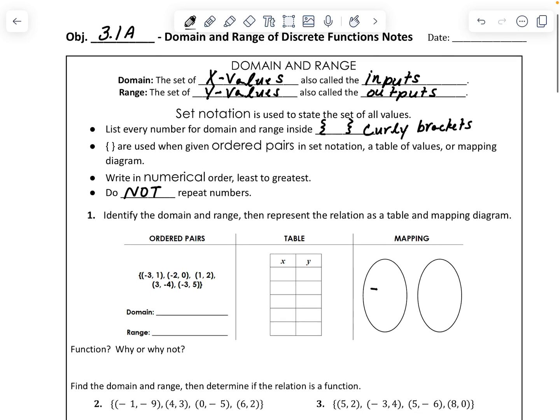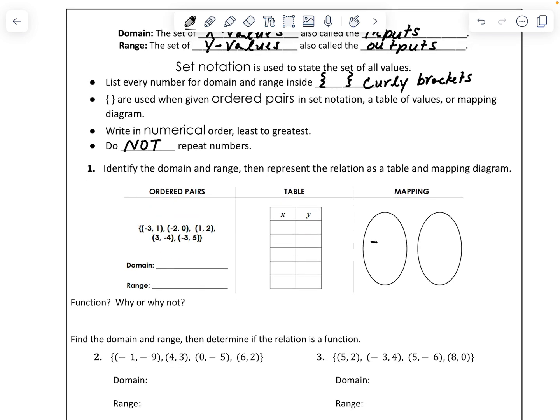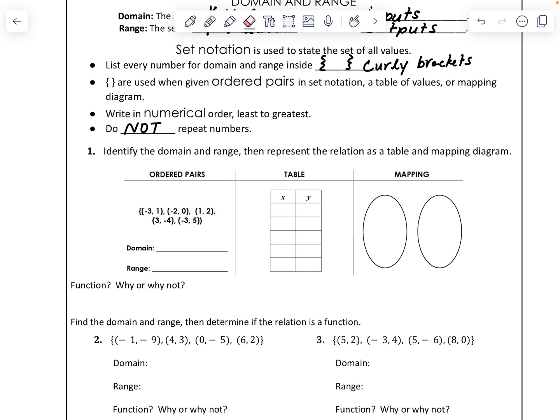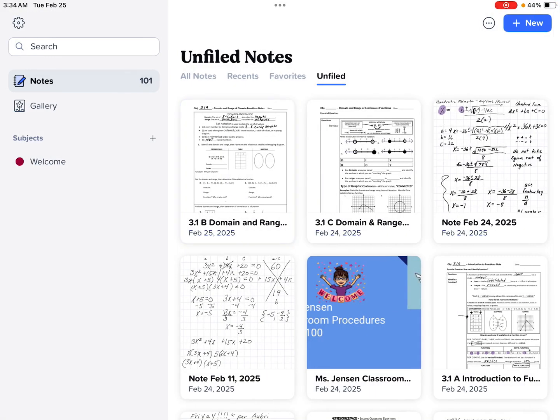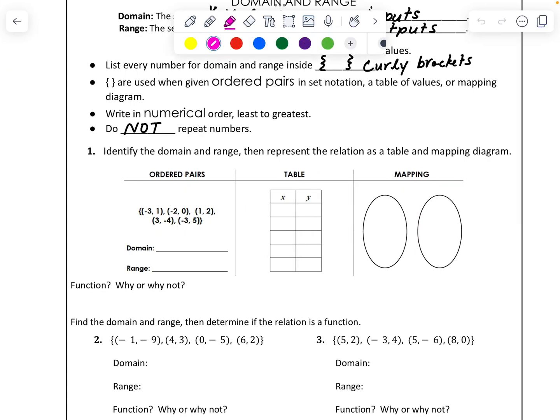So let's do some examples. Number 1, identify the domain and range, then represent the relation as a table and mapping diagram. Okay. So I'm going to highlight in pink my x values and purple for y. So -3, -2, 1, 3, -3. Those are my x values.